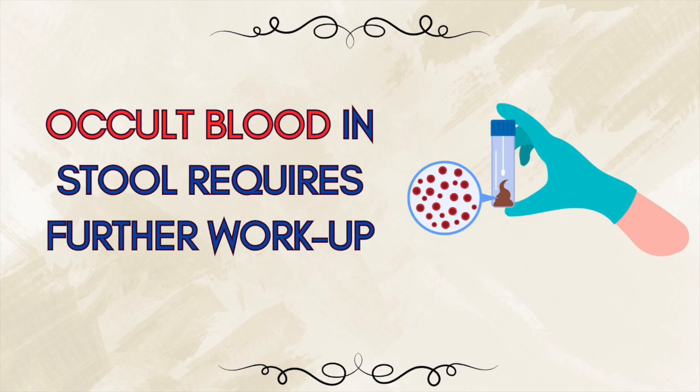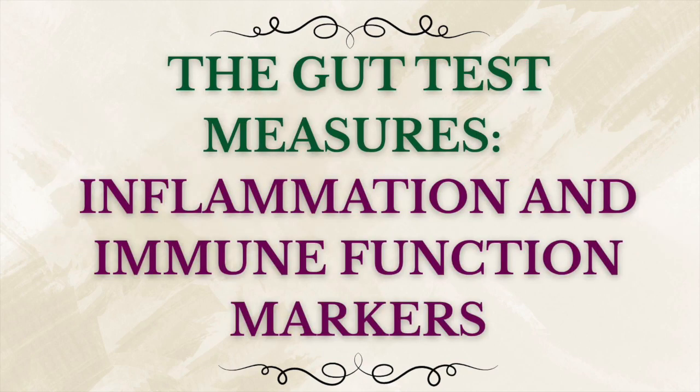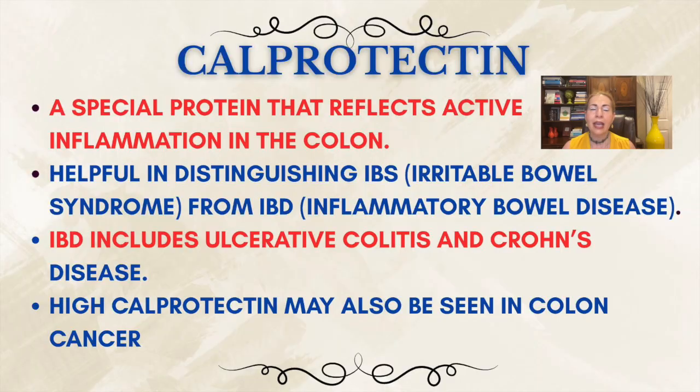The next section in the gut test is inflammation and immune function assessment. Inflammation in the gut doesn't always feel like pain, so it doesn't have to be necessarily painful. And here we do measure several markers. We measure calprotectin, a special protein that reflects active inflammation in the colon.